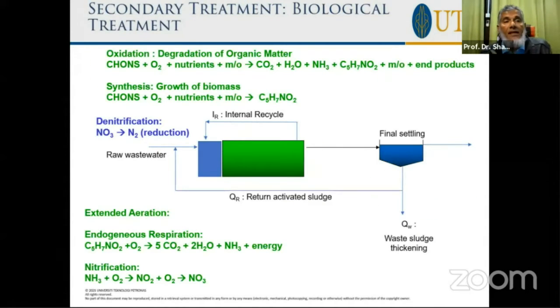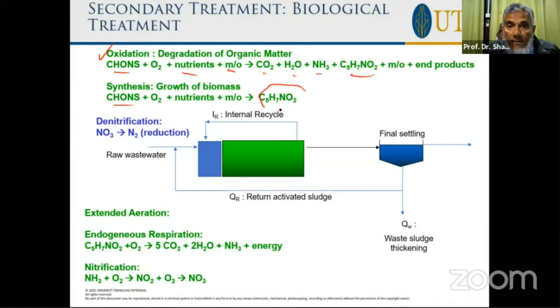Yeah. Now let's recap what's happening in the whole activated sludge system. First, you have oxidation, which is the degradation of organic matter, the CHONS, which is your wastewater. Microbes use the nutrients as well, to produce carbon dioxide, water, ammonia, and more microbes. And then you have the synthesis, where these microbes are growing. And then you're going to have your denitrification, which I mentioned earlier.